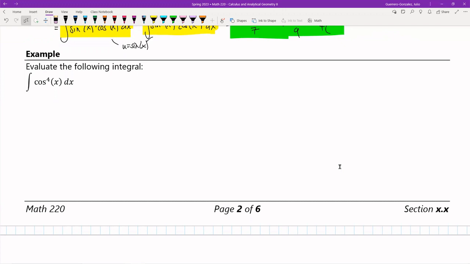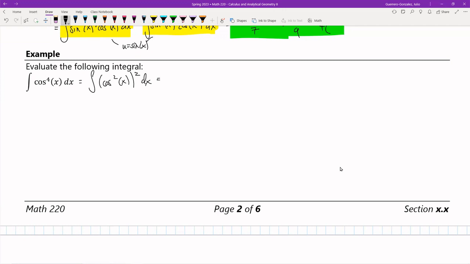So cosine to the fourth of x. In this case, the power on cosine is even. So if you're following the problem solving strategy, you're going to need to use the even one. In this one, like I said, use trig identities to reduce the power of the cosine. We need to reduce the power of that 4, so that's exactly what we're going to do. If you guys remember, the integral of cosine to the fourth of x is also cosine squared x, squared, dx. No mystery there.